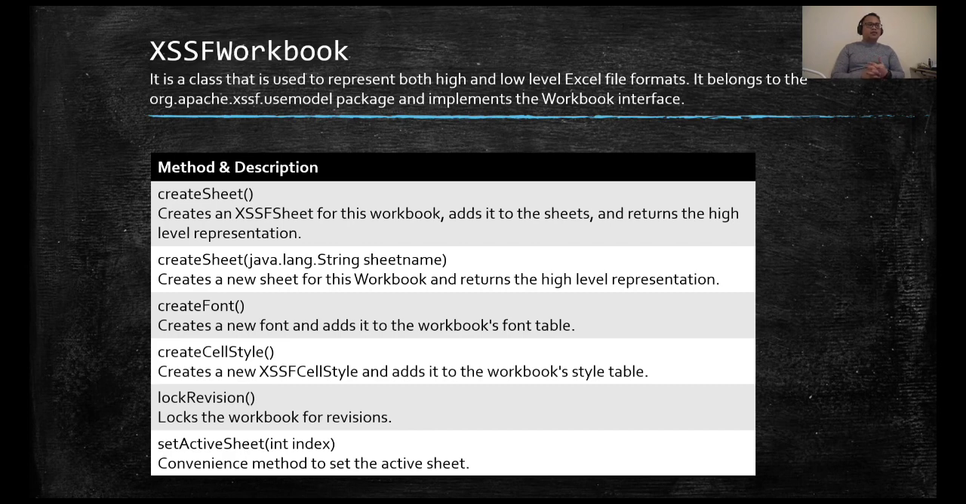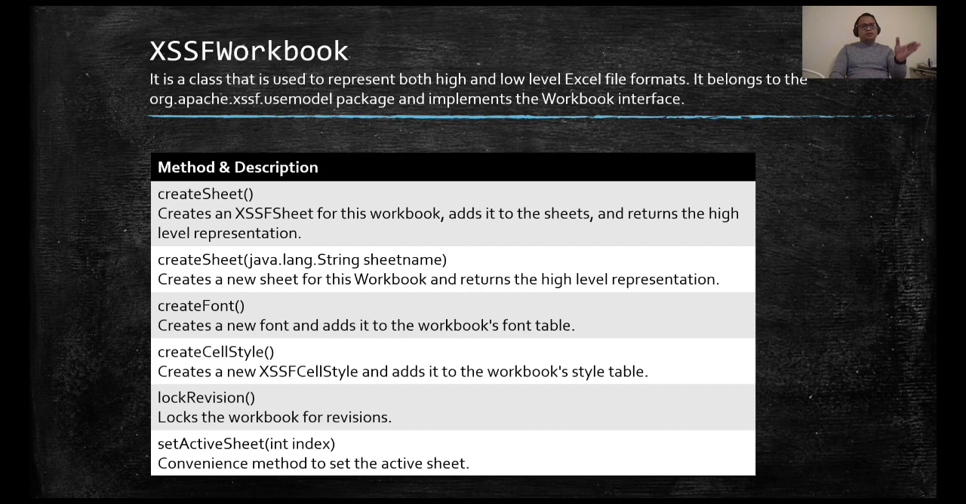So we have methods like create sheet, so create a sheet for you. And then as you can see, there's an overloaded method for this class. We also have another create sheet, and for this one it has a parameter wherein you can specify a sheet name if you want to not just set it as sheet 1, like if you want to instantly name the sheet that you will create. And we also have create font, create cell style, lock revision, like if you don't want anybody else to make any changes to the workbook that you're working on, and set active sheet.